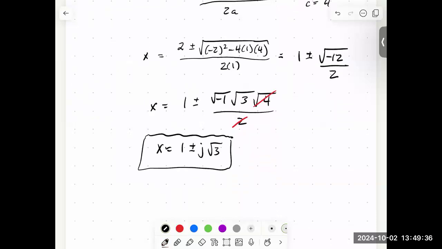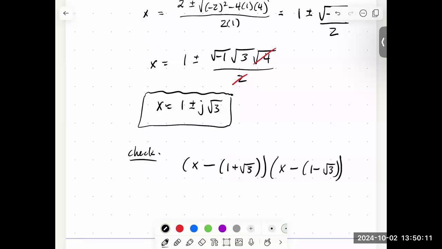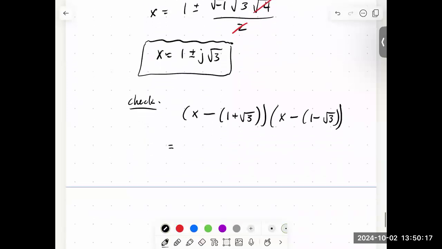Okay, so what we're going to do is let's just check this answer. This will be the last thing we do. Let's check it. Do I really want to check this? Okay. We'll do it this way. x minus 1 plus j√3 times x minus 1 minus j√3. So those are the roots of our equation. If we multiply this out, hopefully we'll get our original quadratic back.